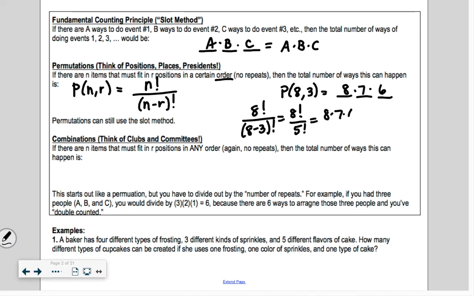Do you see how the 8 times 7 times 6 and then the 5, 4, 3, 2, 1 cancels with the 5, 4, 3, 2, 1? Do you get where this comes from? Okay, that's the formula. Don't sweat it. Don't try to memorize this formula and mess it up. Just think about permutations as being the slot method. So still use the slot method.